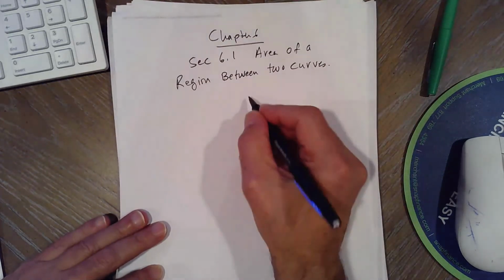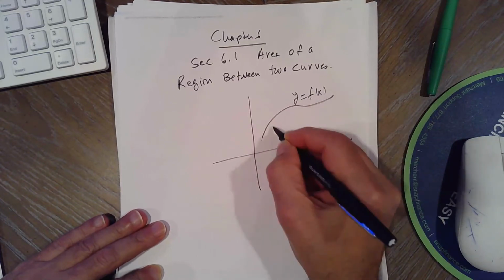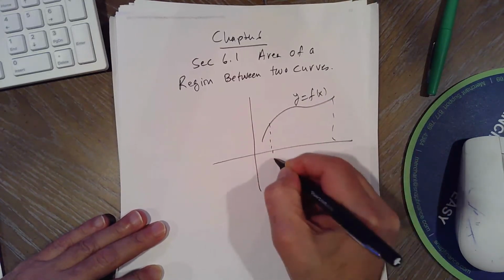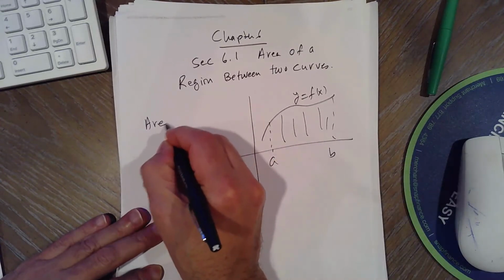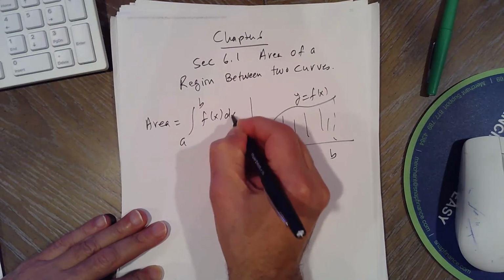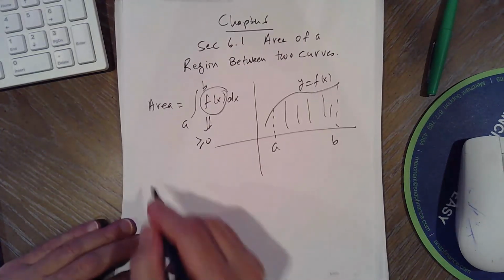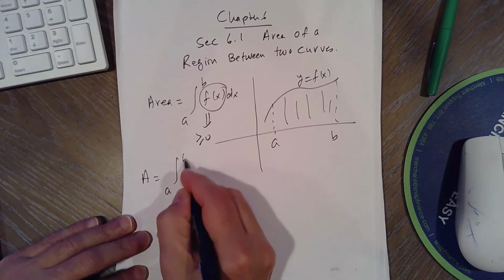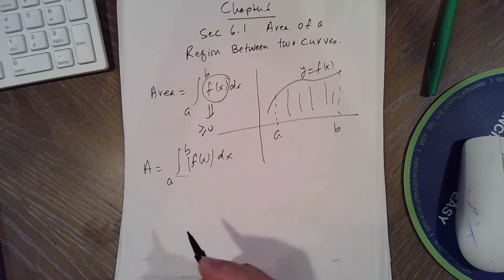If you recall, if we have a continuous function over a closed interval, the area under y equals f of x between a and b is the integral from a to b of f of x dx. Now f of x has to be non-negative. If we're not sure, then we put it in absolute value, to make sure we're getting an area and not a definite integral. Okay, so just to remind you, here's an example.